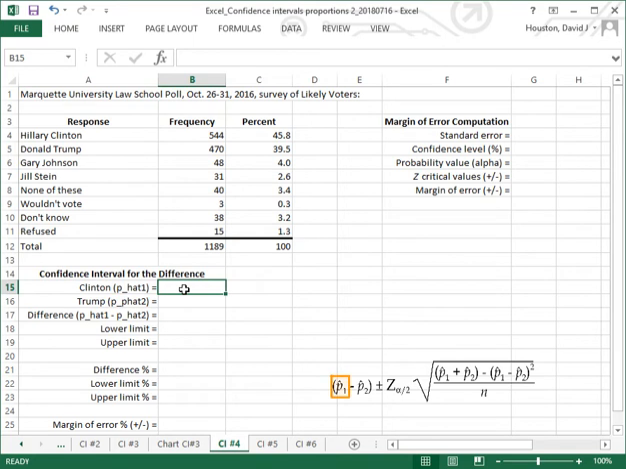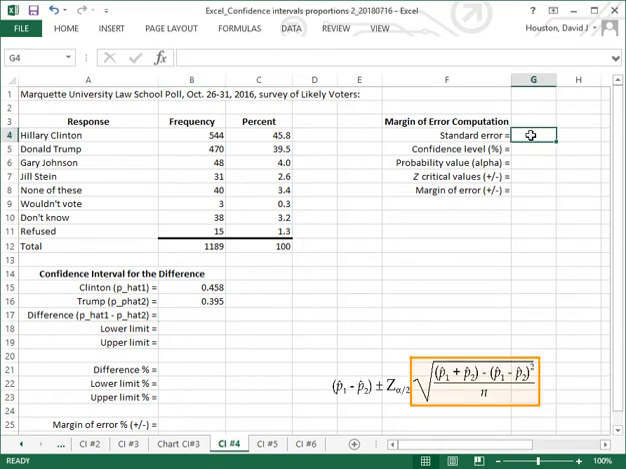The first thing we'll do is to compute the proportion, or the p hat 1, I'll call it, for candidate 1 or option 1, support for Clinton. Equal, click on the cell that contains the frequency who said that they would support Clinton, 544 respondents, divided by the total sample size. And we'll do the same thing for Trump. Take 470 divided by the total sample size. And that's what we need to compute first in order to compute the margin of error.